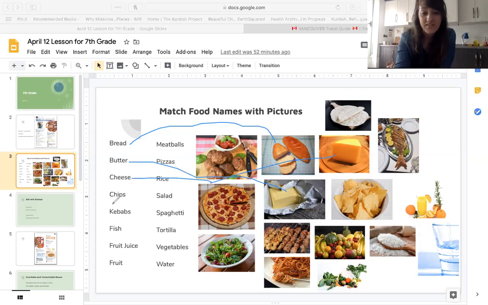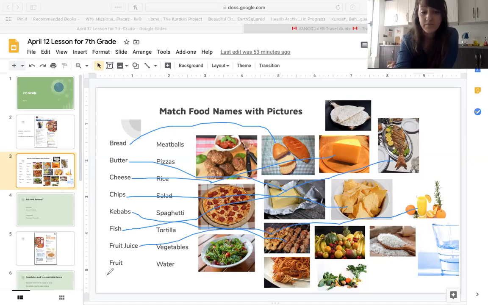This says chips. Where are the chips? These are the chips. This says kebabs. Where are the kebabs? Right here. Kebabs. This says fish. Where are the fish? The fish are all the way over here. Fruit juice. Repeat after me. Where is the fruit juice? Right here. Kurdistan has very good fruit juice.